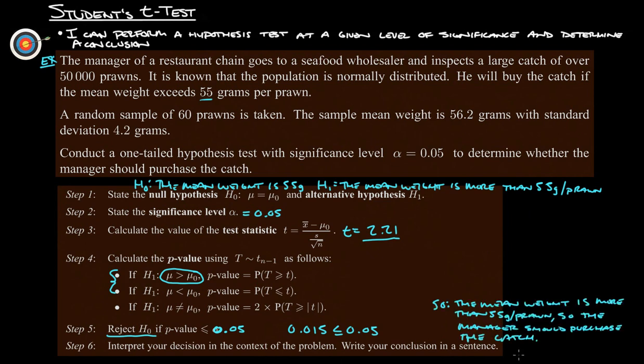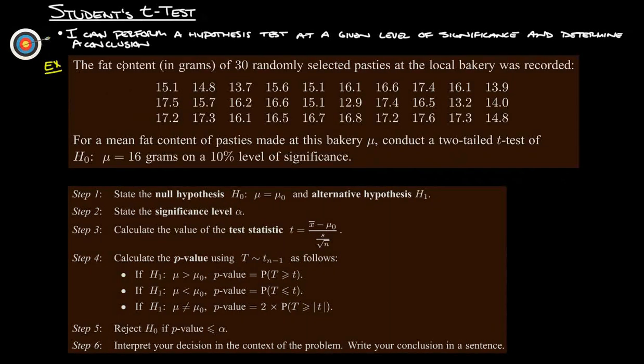Okay, so there's another example of a t-test. Next example: fat content in grams of 30 randomly selected pasties at the local bakery was recorded. All this raw data here. For a mean fat content of pasties made at the bakery, mu, conduct a two-tailed t-test of H0: the mean equals 16 grams, at a 10% level of significance.